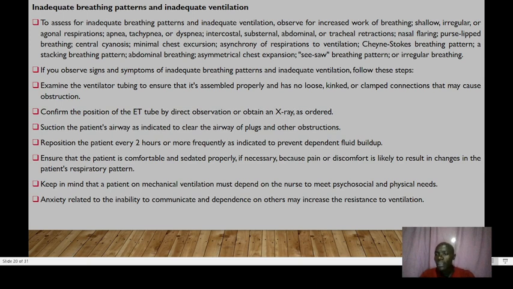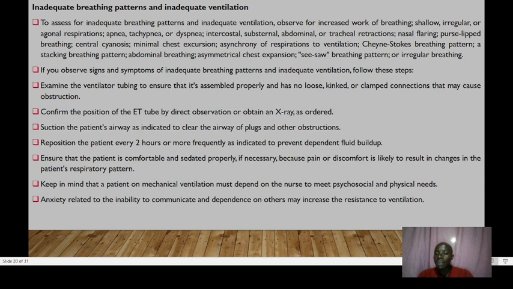If you observe this, as a nurse, you have to examine the ventilator tubing to ensure that it's assembled properly and has no loose, kinked, or clamped connection that may cause obstruction. You have to confirm the position of the endotracheal tube by direct observation or obtain an X-ray as ordered. Then suction the patient's airway as indicated to clear the airway of plugs and other obstruction. Reposition the patient every 2 hours or more frequently as indicated to prevent dependent fluid buildup.